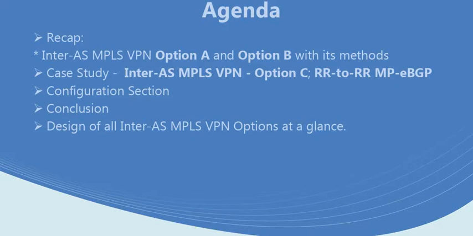After this, I will show you a configuration section where I will take you through each step on how to make configuration and implementation of this particular solution. Then I will conclude on what we are supposed to look out for and when to actually consider using this option to solve connectivity problems between enterprise branches or remote locations. Finally, the design of all the inter-AS options will be shown to you at a glance.